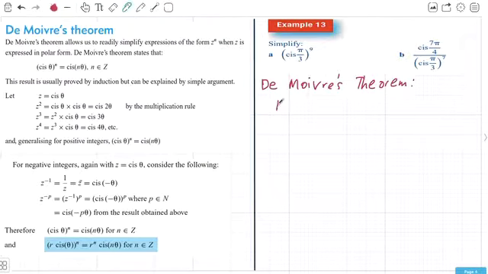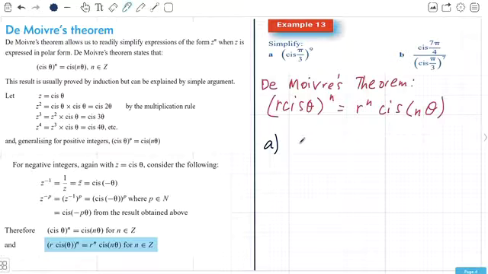which states that r cis theta to the power of n is r to the n cis n theta. So looking at the first example here, A, we've got cis pi on 3 all to the power of 9. The other thing to be aware of is that sometimes if there's nothing in front of the cis, the assumption is that there's a 1 there. So this is actually 1 cis pi on 3.